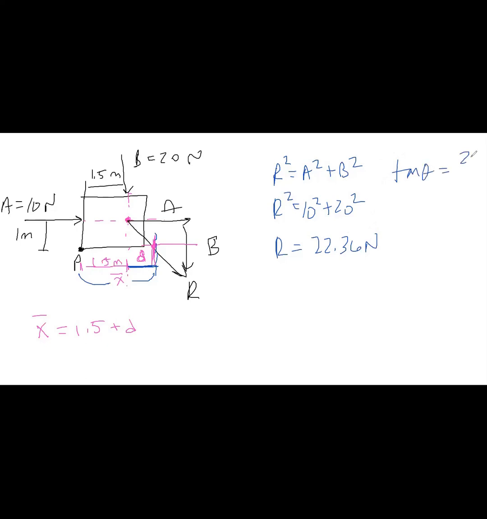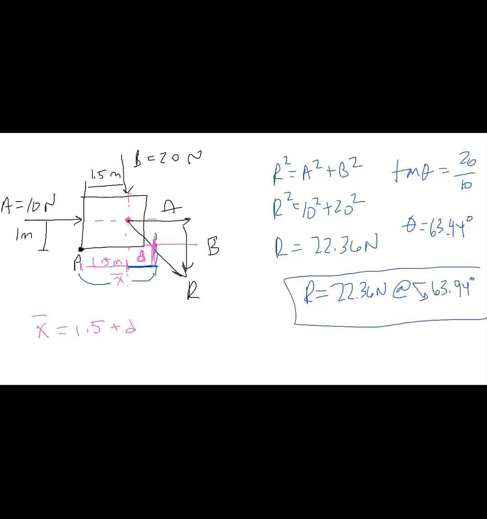Tan theta is 20 over 10. Theta equals 63.44 degrees. It's a 4, not a 9. So the first part of our answer, 22.36 newtons at an angle in the fourth quadrant of 63.44 degrees. That's what we did last time. So that's the first part of the problem. Half the problem is solved.